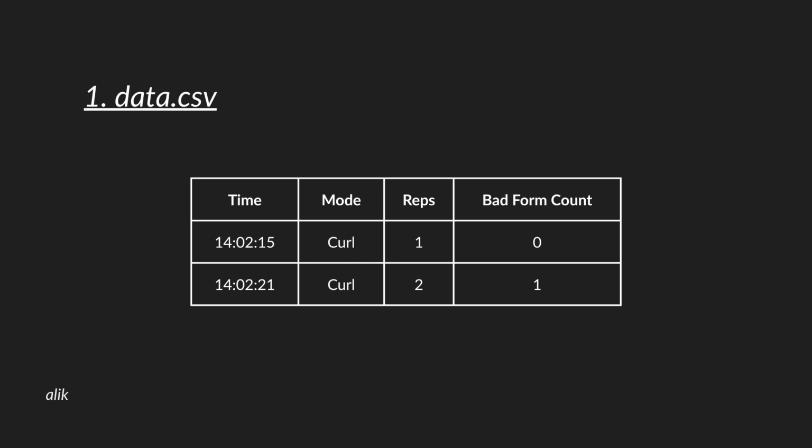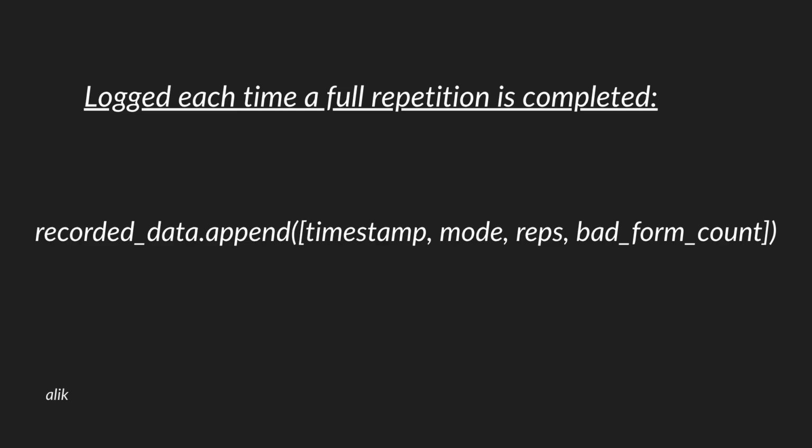Next up, you have a different time step, but you're on the second rep, and it logs a bad form count. That's exactly how you can know that you have a bad form. Essentially go to that time specified and find it in your video, and you may improve from that point onward. This is logged each time a full repetition is completed.